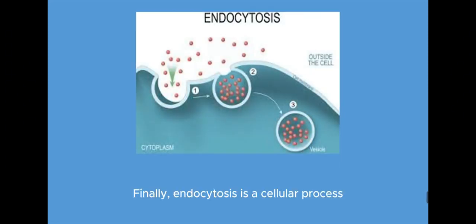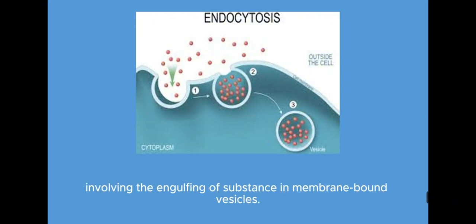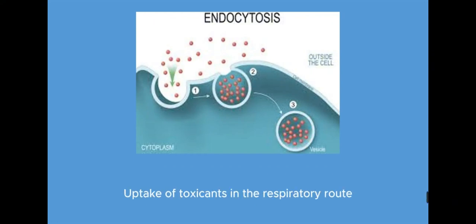Finally, endocytosis is a cellular process involving the engulfing of substances in membrane-bound vesicles. Uptake of toxicants in the respiratory route occurs through endocytosis only under two conditions: the toxicant is large enough to prevent passive diffusion, and when specific toxicants contain properties that allow them to trigger cell surface receptors and endocytosis.